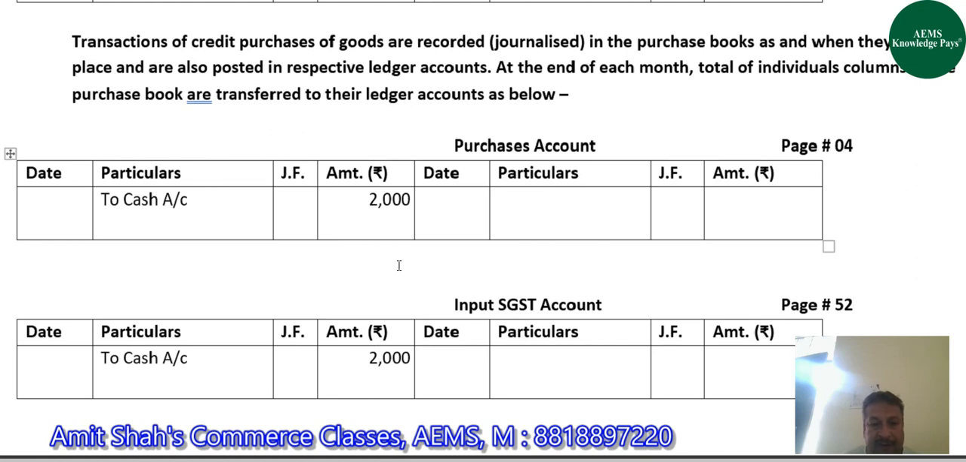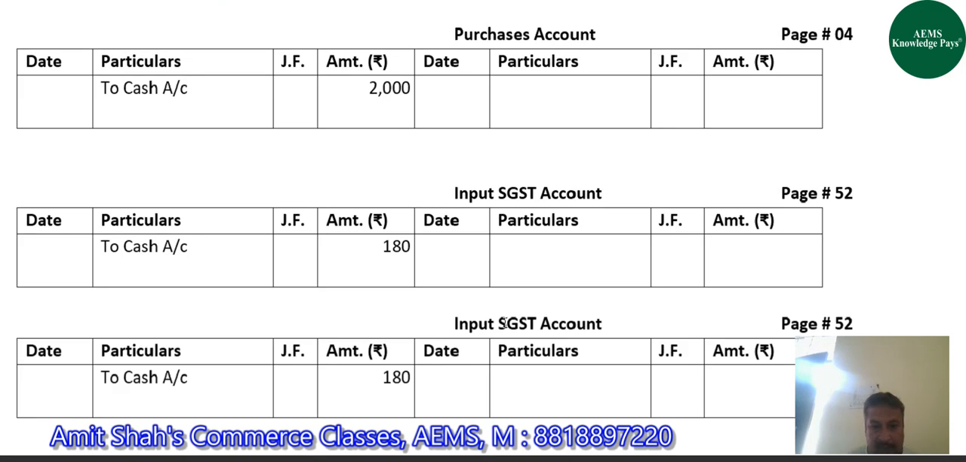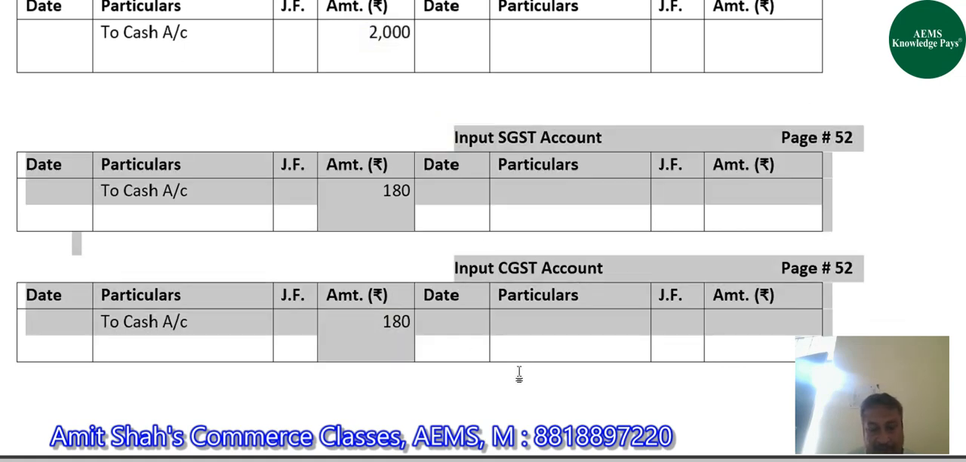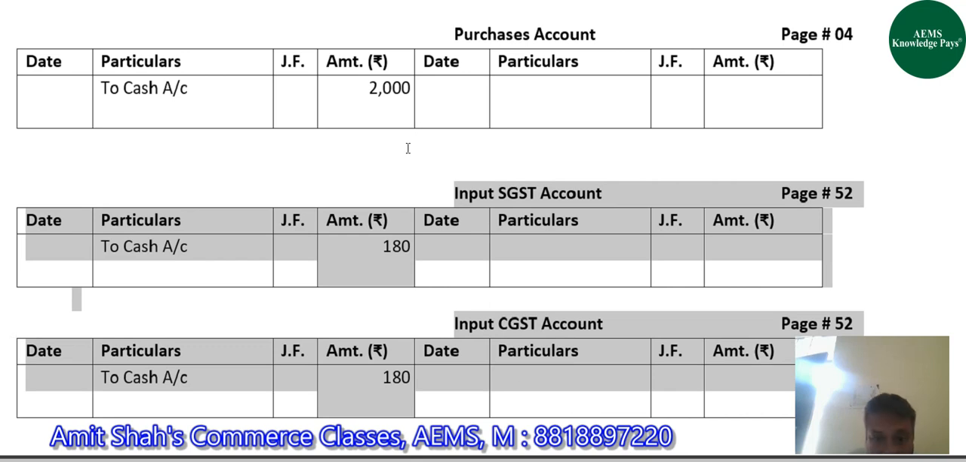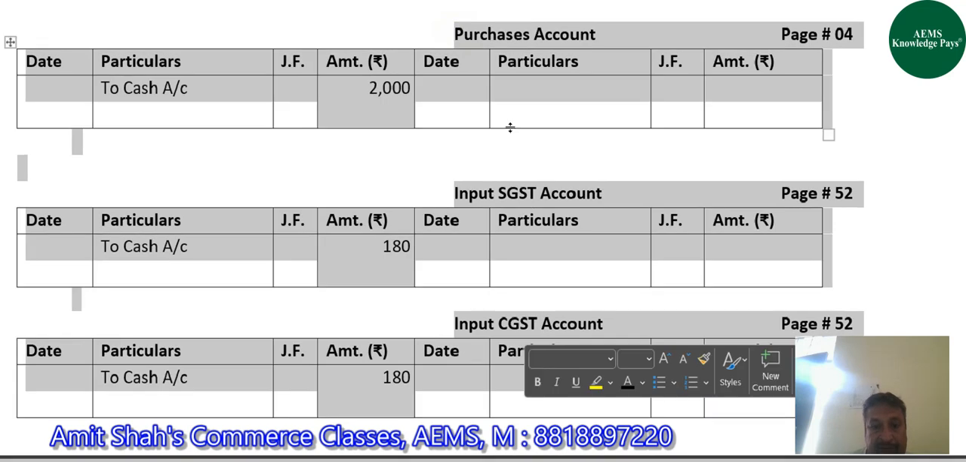Then he will record this transaction of purchase of TV cables in cash in input SGST account, and that is at the rate of 9% of 2000, that is 180 rupees. Then the same he will record in input CGST account, that is 9% of 2000, that is 180. So this is how he will post the transaction of purchase of goods in cash in these three accounts.